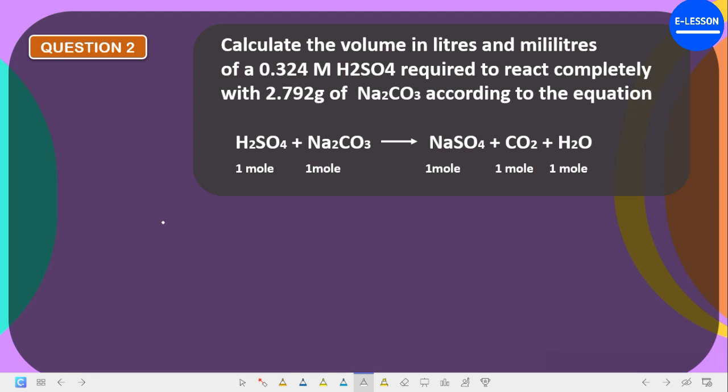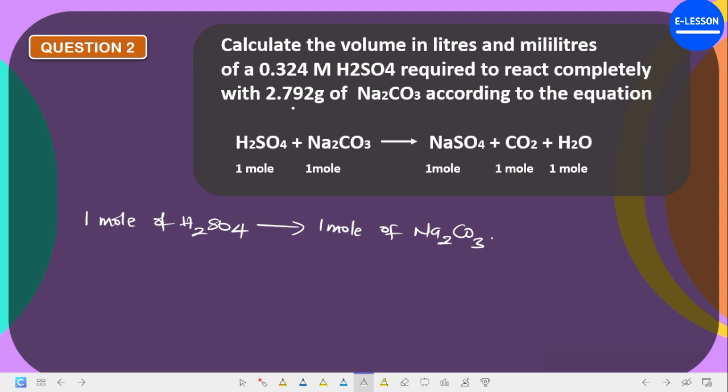So you are given this number 2 question. Calculate the volume in liters and milliliters of a 0.324 molar H2SO4 required to react completely with 2.792 gram of sodium trioxocarbonate according to the equation. Now the equation given to you is this. Now from the equation, you agree with me that 1 mole of H2SO4 is equivalent to 1 mole of sodium trioxocarbonate. Are you getting it now? So what do we do? If 1 mole is equal to this, it means that the number of moles of sodium trioxocarbonate must also be equal to the number of moles of H2SO4.